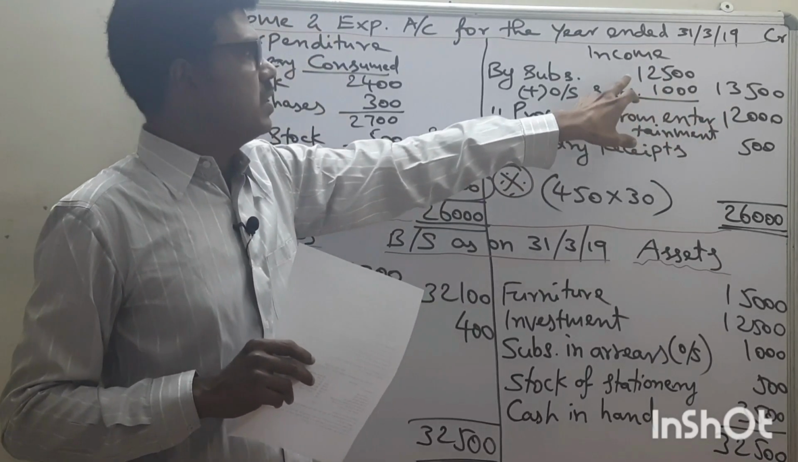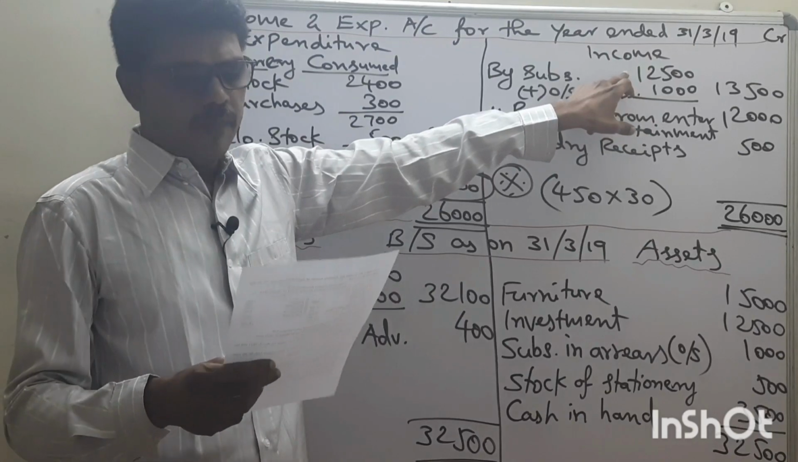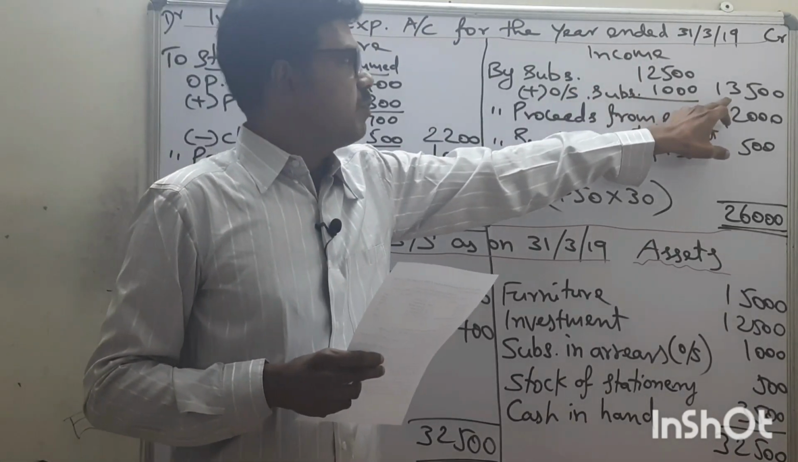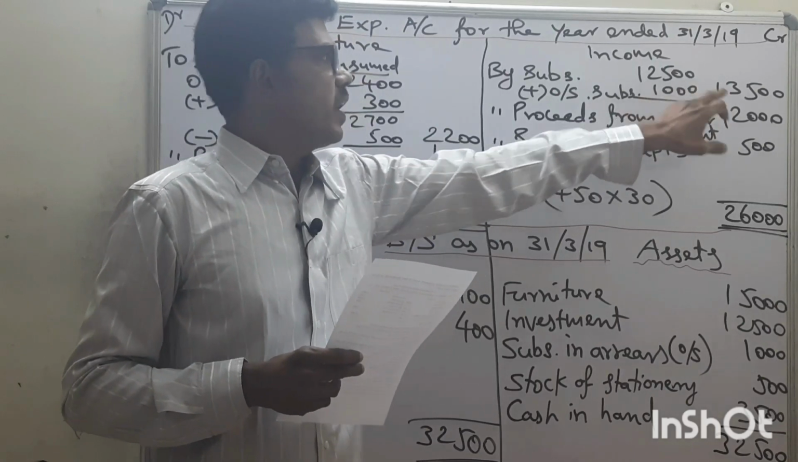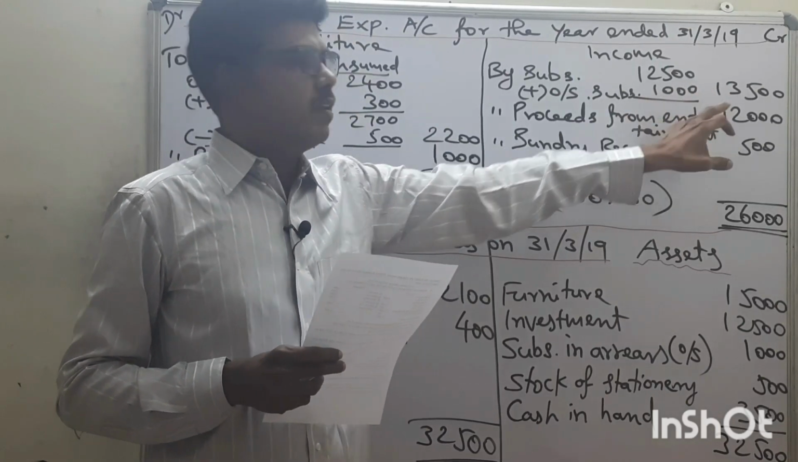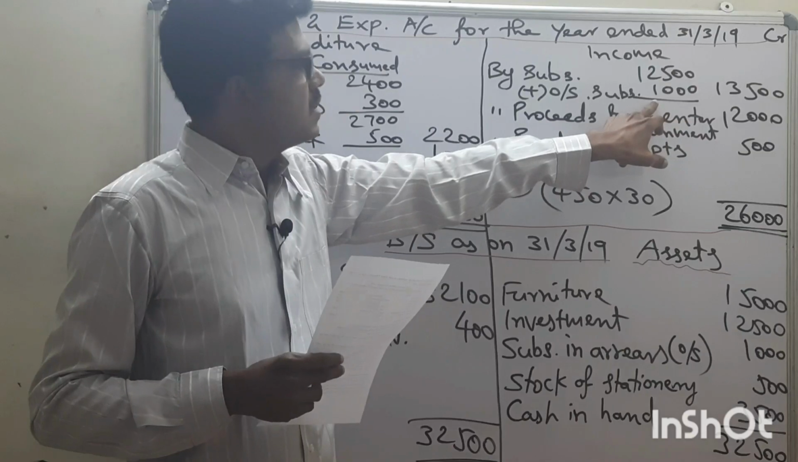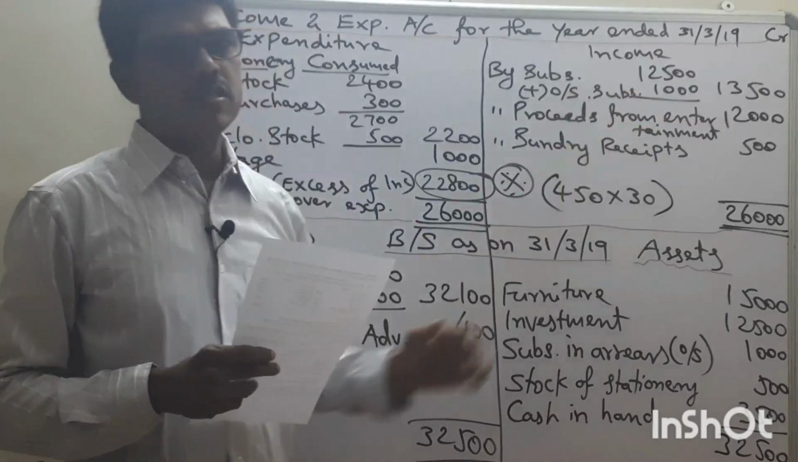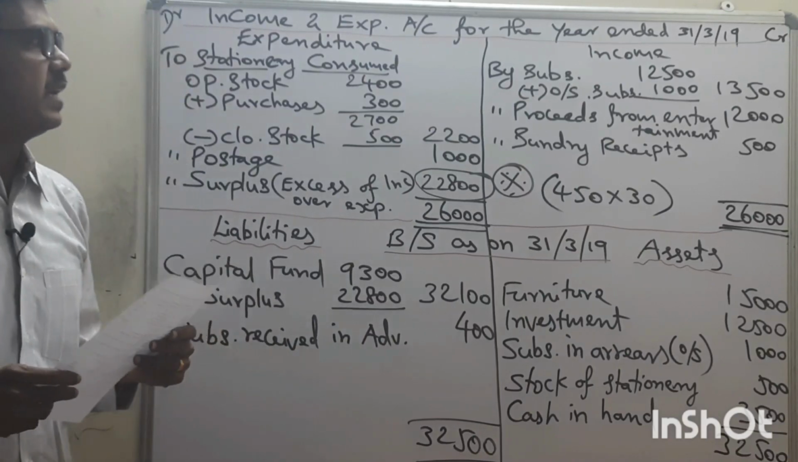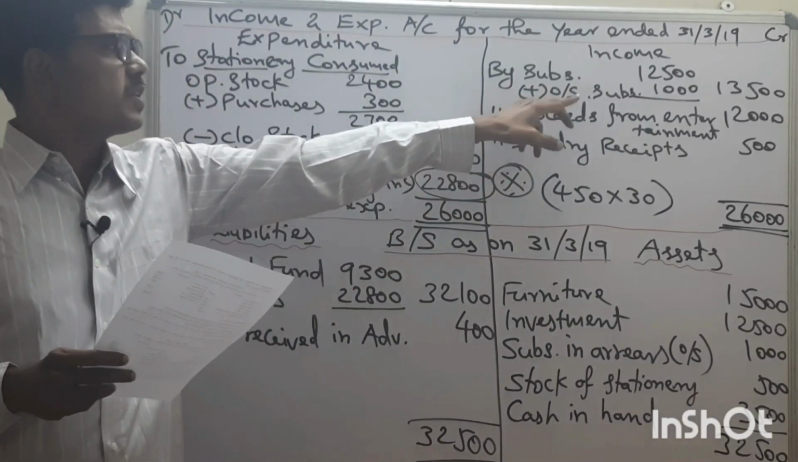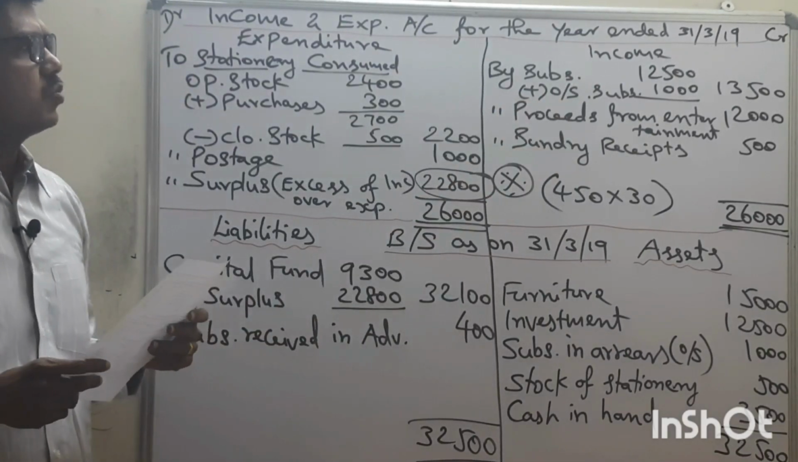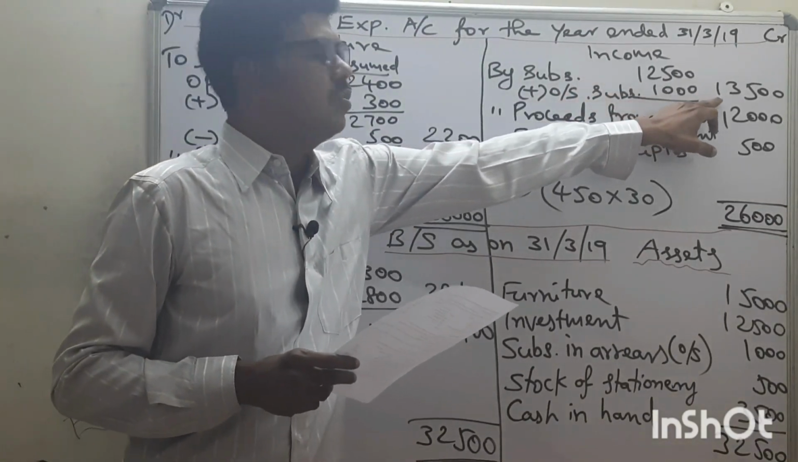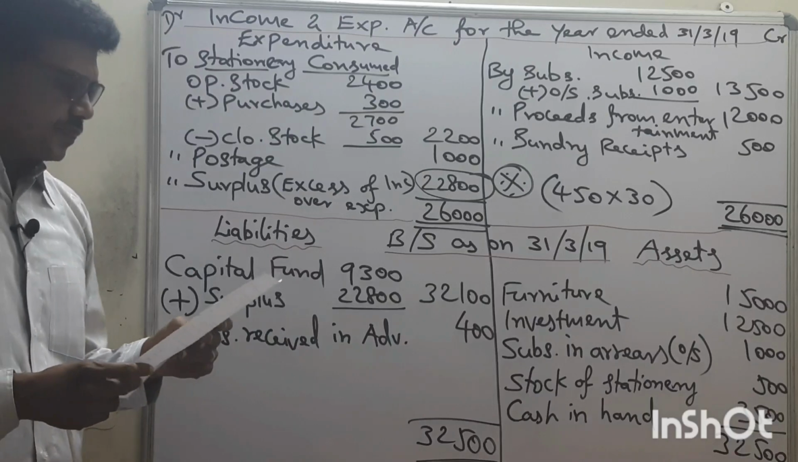Actually, we have received only 12,500 in the current financial year. So, by subtracting 12,500 from 13,500, we can understand that we still have to collect 1,000 rupees. 1,000 rupees is the outstanding subscription of the current year. Outstanding subscription of the current year is 1,000. So 12,500 plus 1,000 is equal to 13,500.